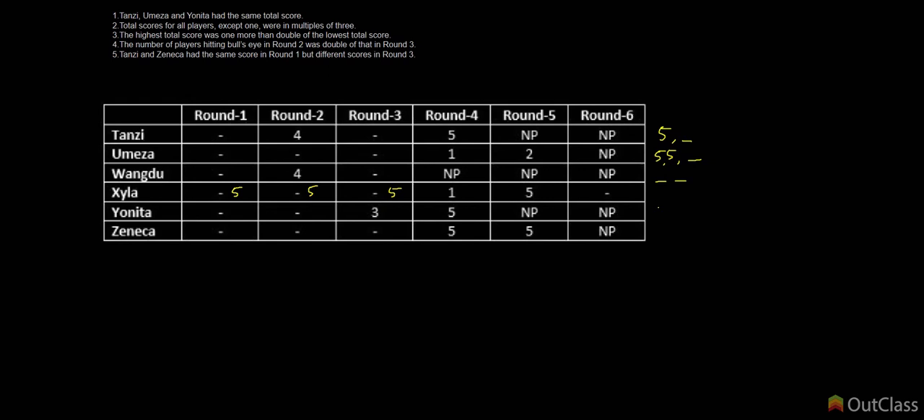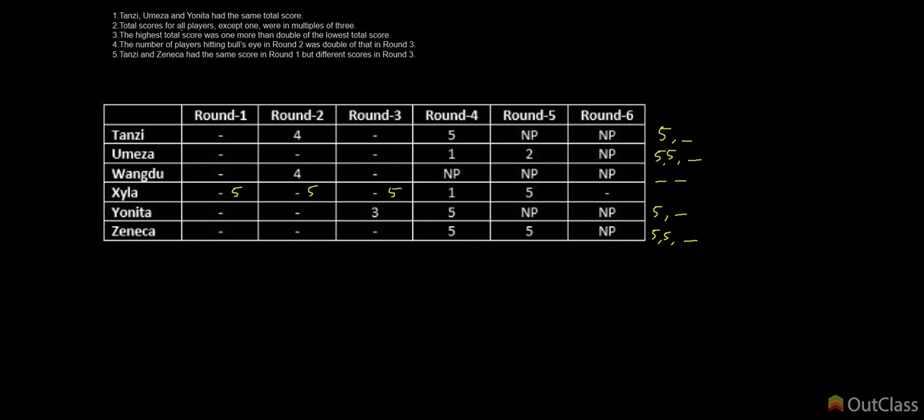Yonita had 1 5 and another non-5 number. Zeneca had 2 5s and a non-5 number. So yes, that's the first step. Second, let's read the number clues.